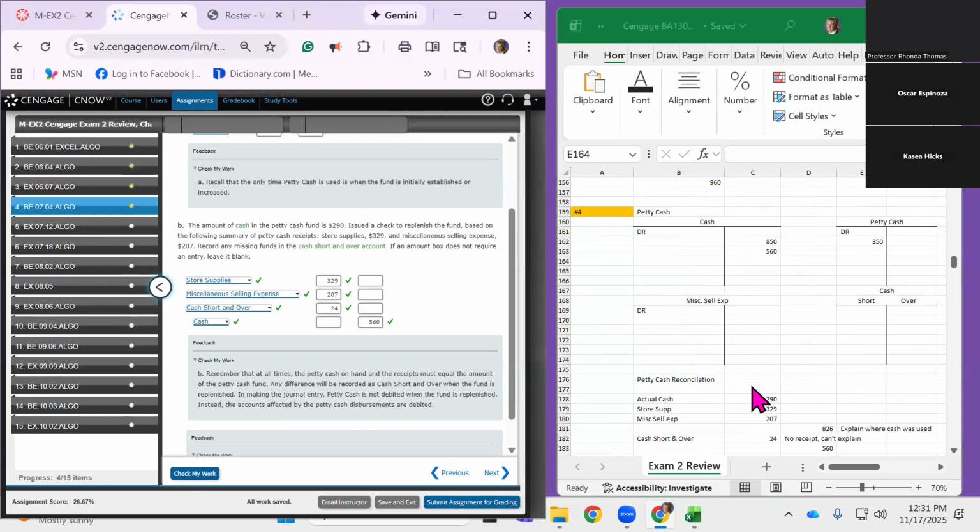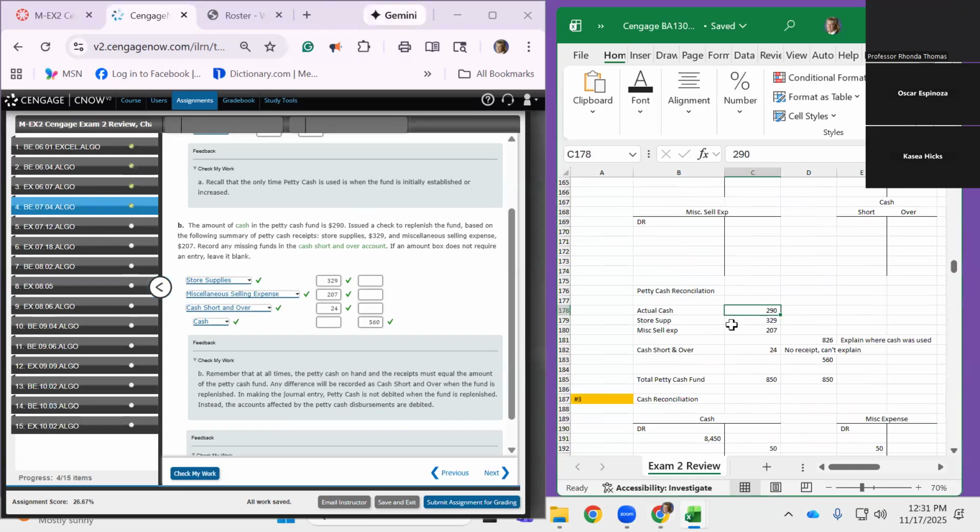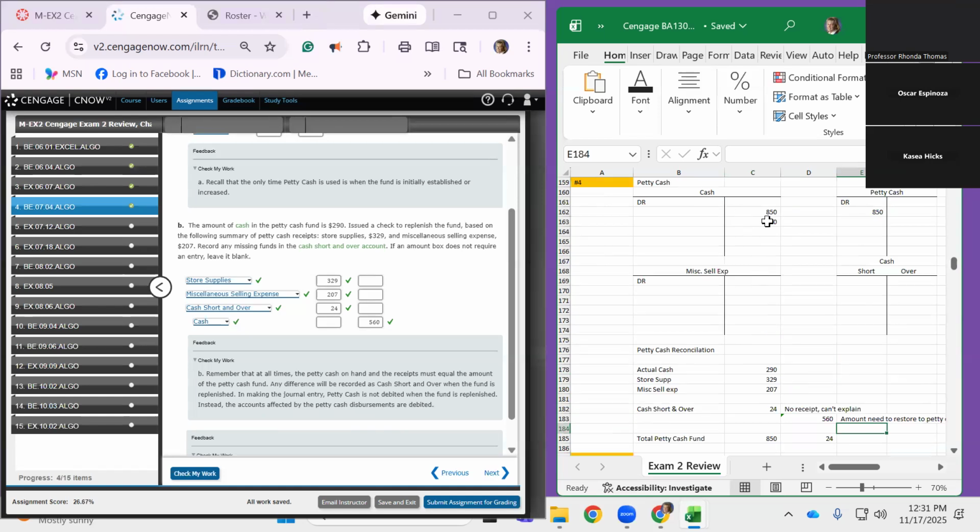Line up how much is actually there, how much receipts you have. Don't worry about what you can't explain. No receipt can explain the cash short and over, which was 24. And then this is the amount of the check. Amount needed to restore to petty cash. And you always cut the check out of here.